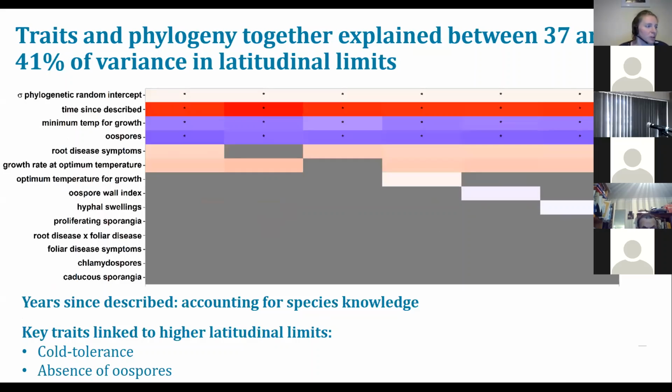And traits were able to explain slightly more variance in latitudinal limits, so around 40% in the best performing models. Cold tolerance was again a good predictor of which species were being recorded at higher latitudes. Latitude was intended as a proxy for these larger scale climatic gradients in temperature, and it does seem plausible that cold tolerance is adaptive for establishing in a broader range of climates.